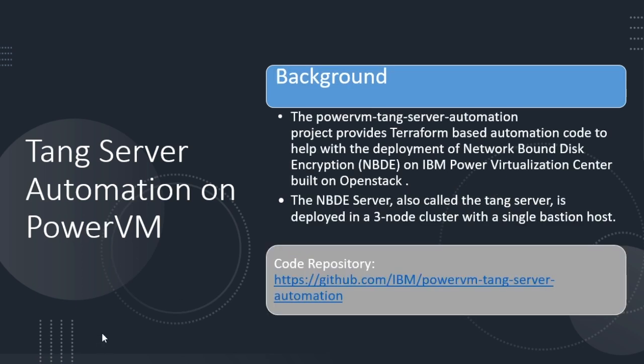Now moving on to the background, the PowerVM-tang-server-automation project provides Terraform based automation code to help with the deployment of Network Bound Disk Encryption on IBM Power Virtualization Center built on OpenStack. The NBDE server, which is also called as the Tang server, is deployed in a 3-node cluster with a single bastion host. So let's take the code repository for this automation, where you will find source code for this.